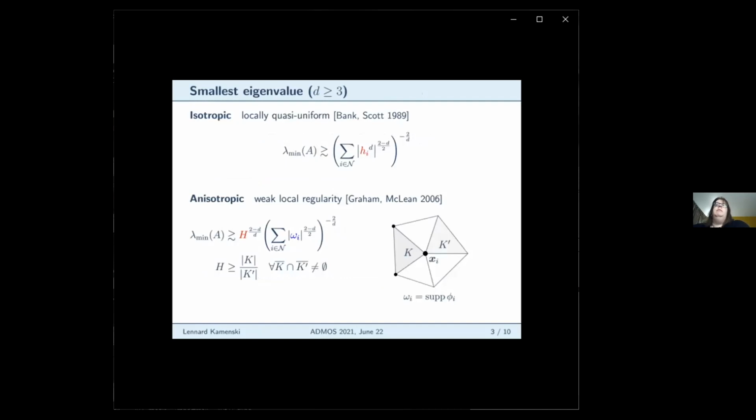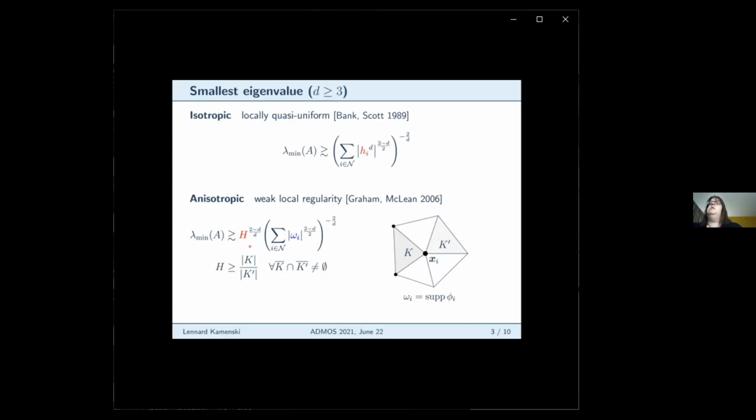The first good bound was given by Bank and Scott, involving some average of the local mesh sizes. But they proved this bound only for isotropic adaptation. A more general result was given by Graham and McLean. Their bound involves some average of the patch volumes and is valid for anisotropic meshes as well.